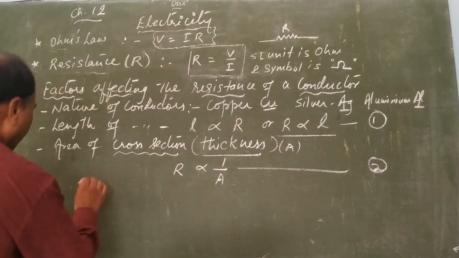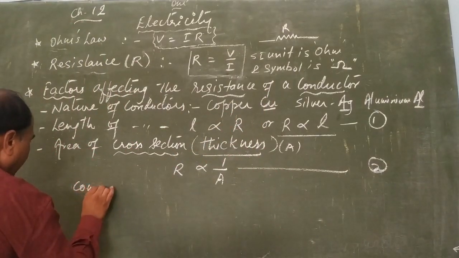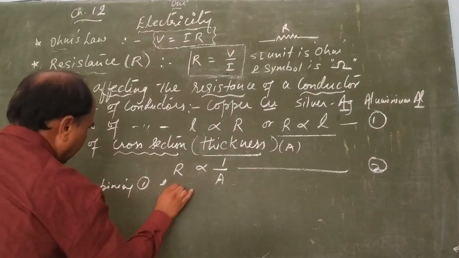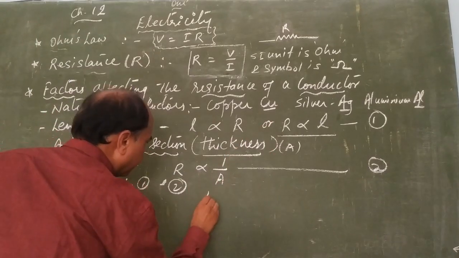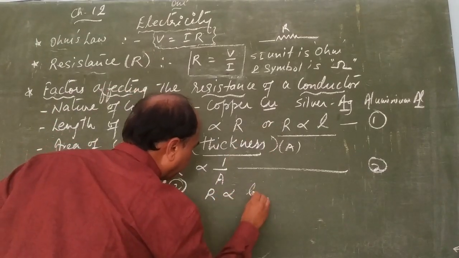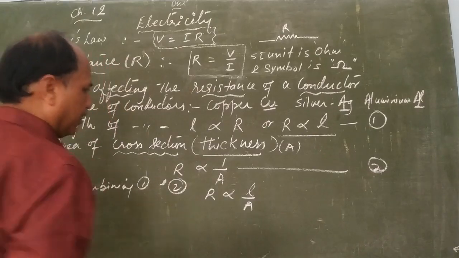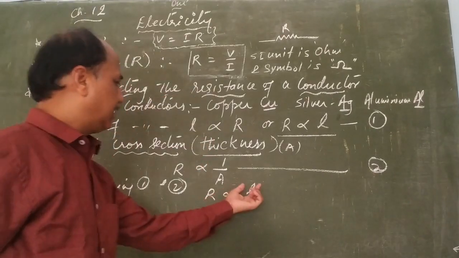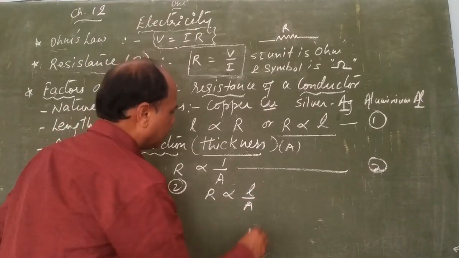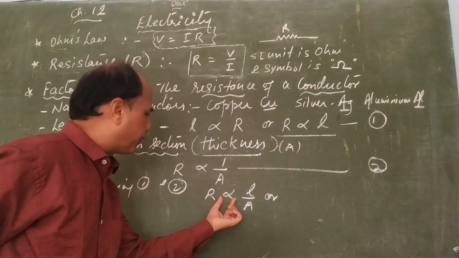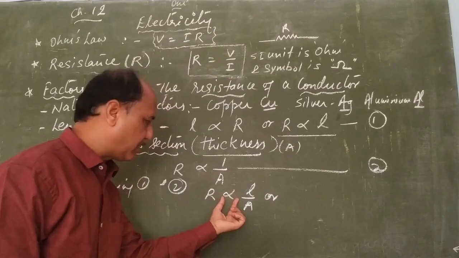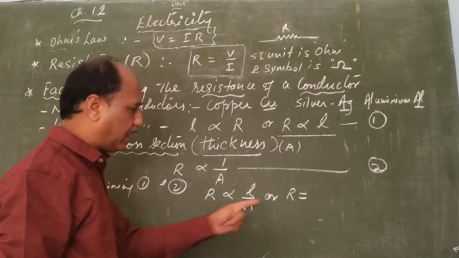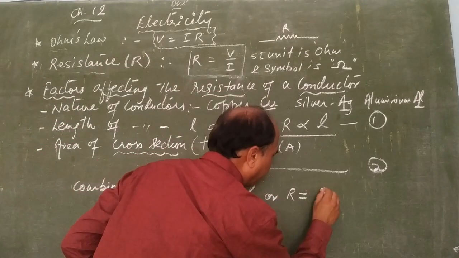Now let us combine 1 and 2. On combining equations 1 and 2, we can write R is proportional to L by A. R is proportional to L by A, that is length upon area of cross section. Now removing the sign of proportionality, we can write this as R, putting the equal sign.